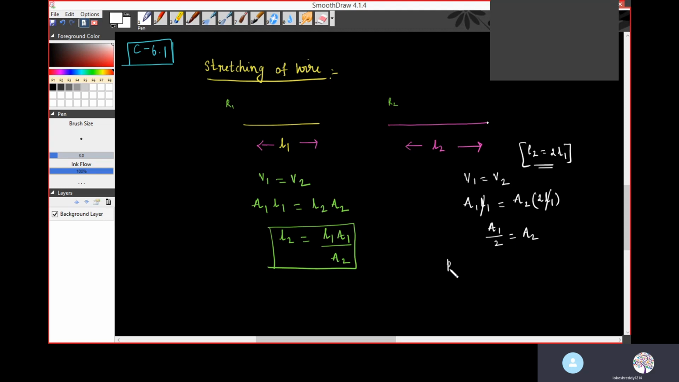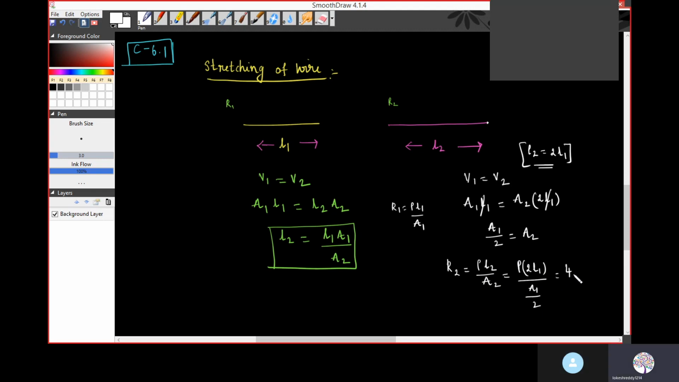So resistance R1 is rho L1 by A1. Now resistance R2 is equal to rho L2 by A2. So this is rho into L2, which is 2L1, by A2, and A2 is A1 by 2.